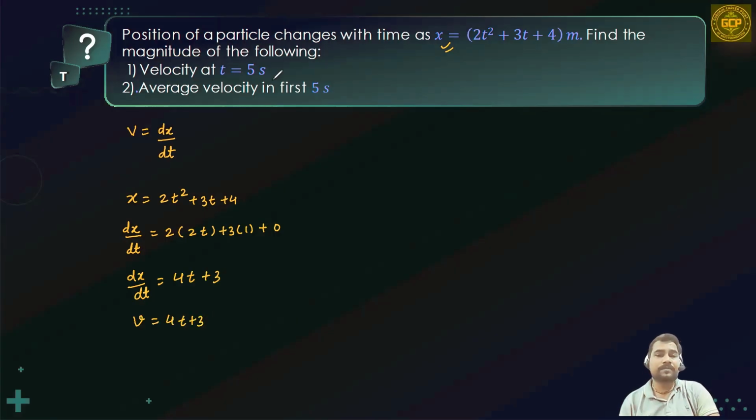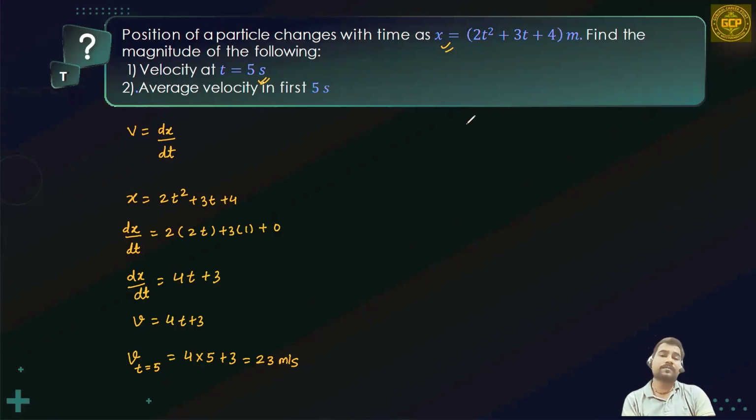Now the time is given as 5 seconds. So velocity at t equal to 5 seconds I need to determine. So 4 into 5 plus 3. 4 fives are 20, 20 plus 3, 23. So 23 meter per second. So that would be the velocity. This is going to be the first part answer.